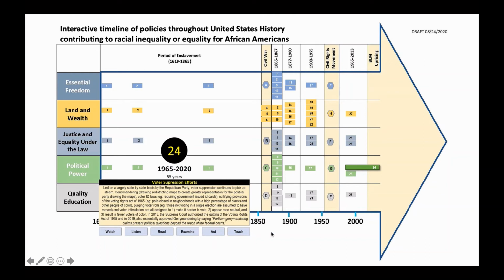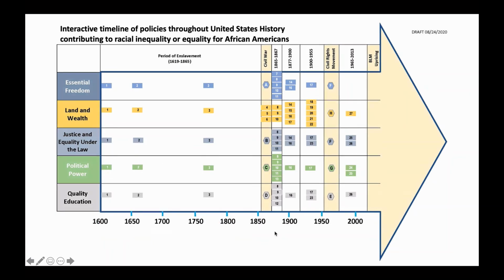Ultimately, my hope is that this interactive timeline will provide you with a tool to understand the continuous and ongoing history of racial injustice that has been systematically built into the laws, policies, customs, and practices of the United States to the present day. The timeline allows you to deeply explore the history of U.S. racial policy in a single topic area, such as access to equal justice under the law, which includes mass incarceration, of which the current uprising against police brutality is just the tip of the iceberg.